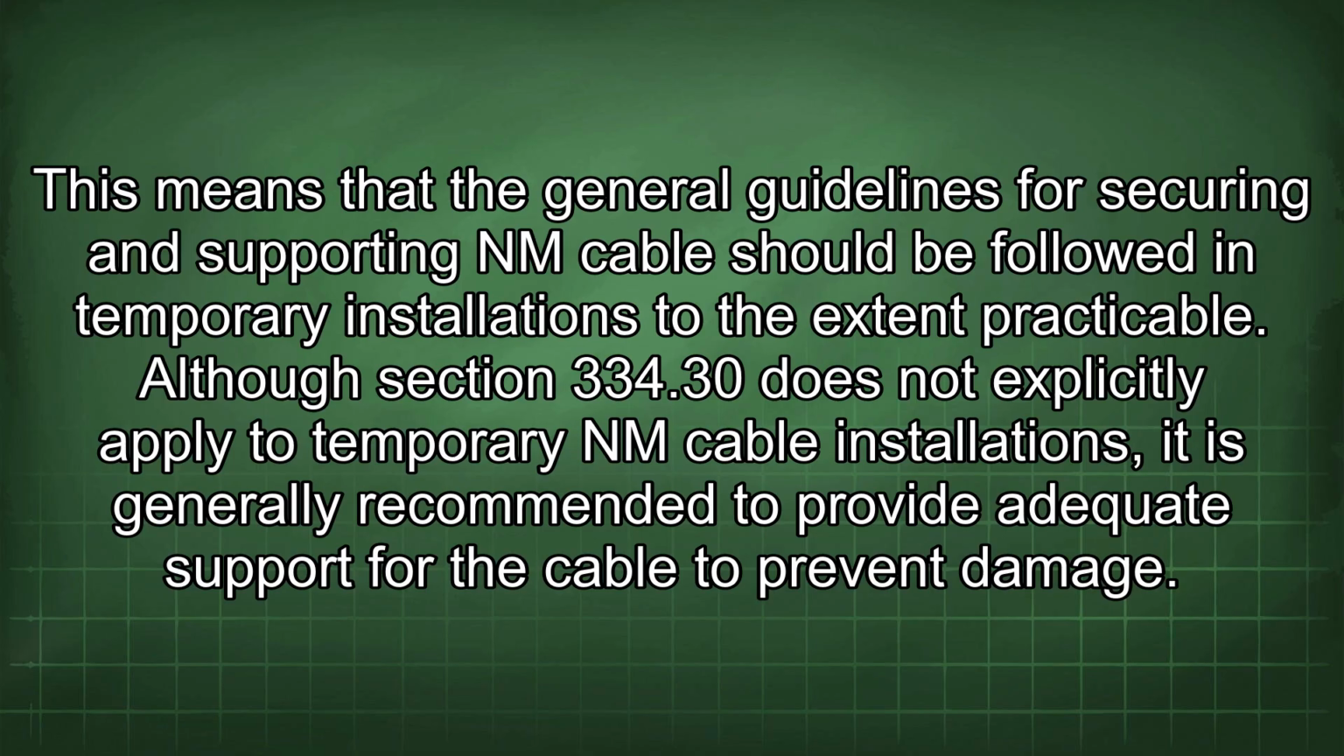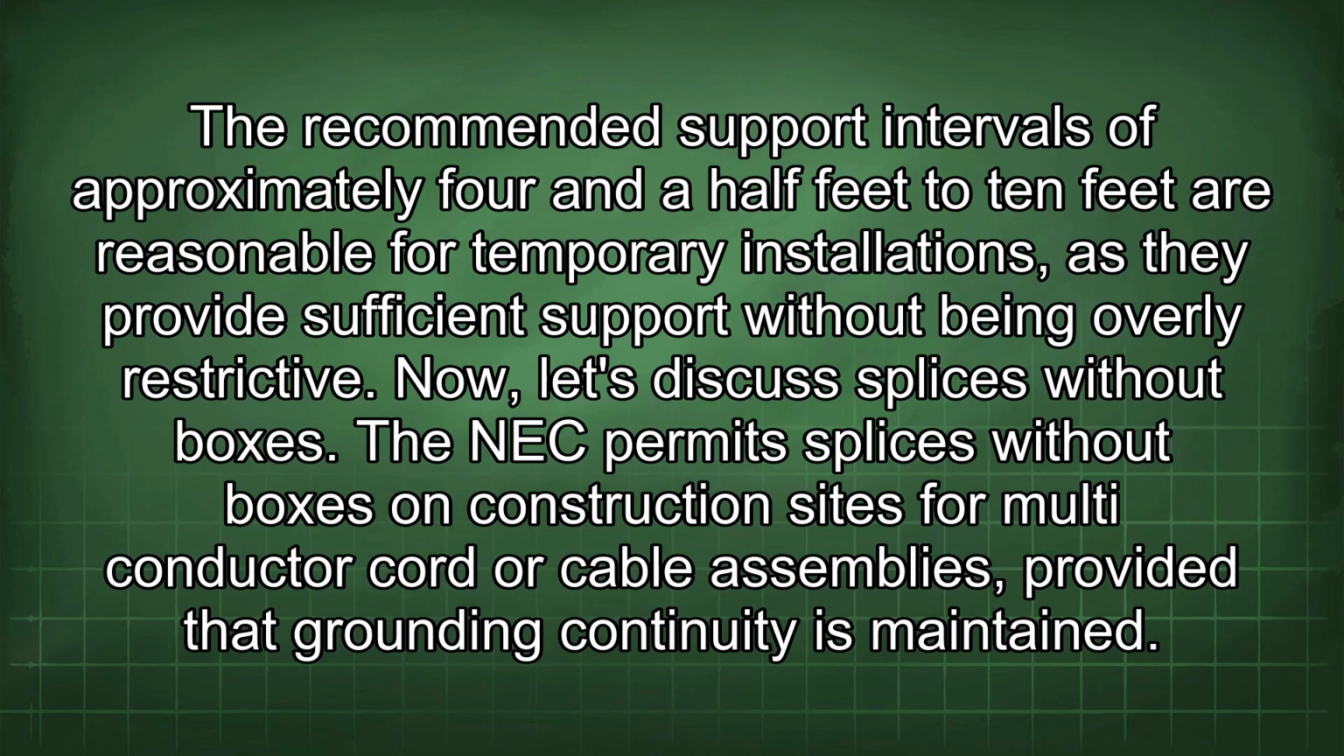This means that the general guidelines for securing and supporting NM cable should be followed in temporary installations to the extent practicable. Although Section 334.30 does not explicitly apply to temporary NM cable installations, it is generally recommended to provide adequate support for the cable to prevent damage. The recommended support intervals of approximately 4.5 feet to 10 feet are reasonable for temporary installations, as they provide sufficient support without being overly restrictive.